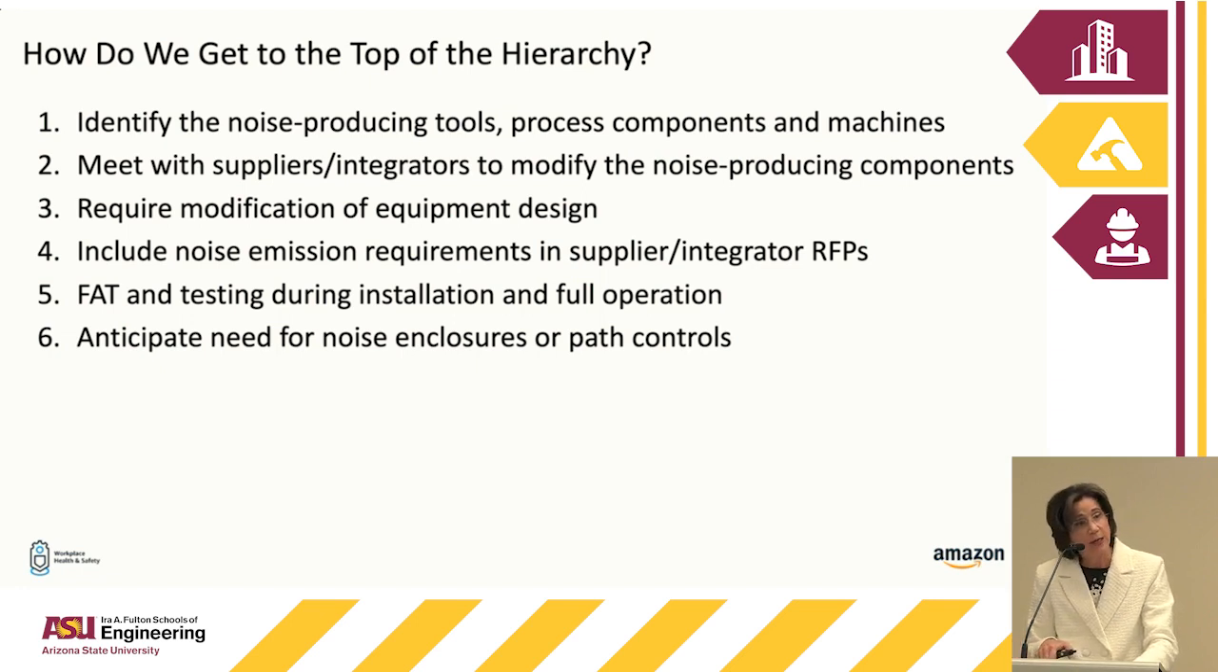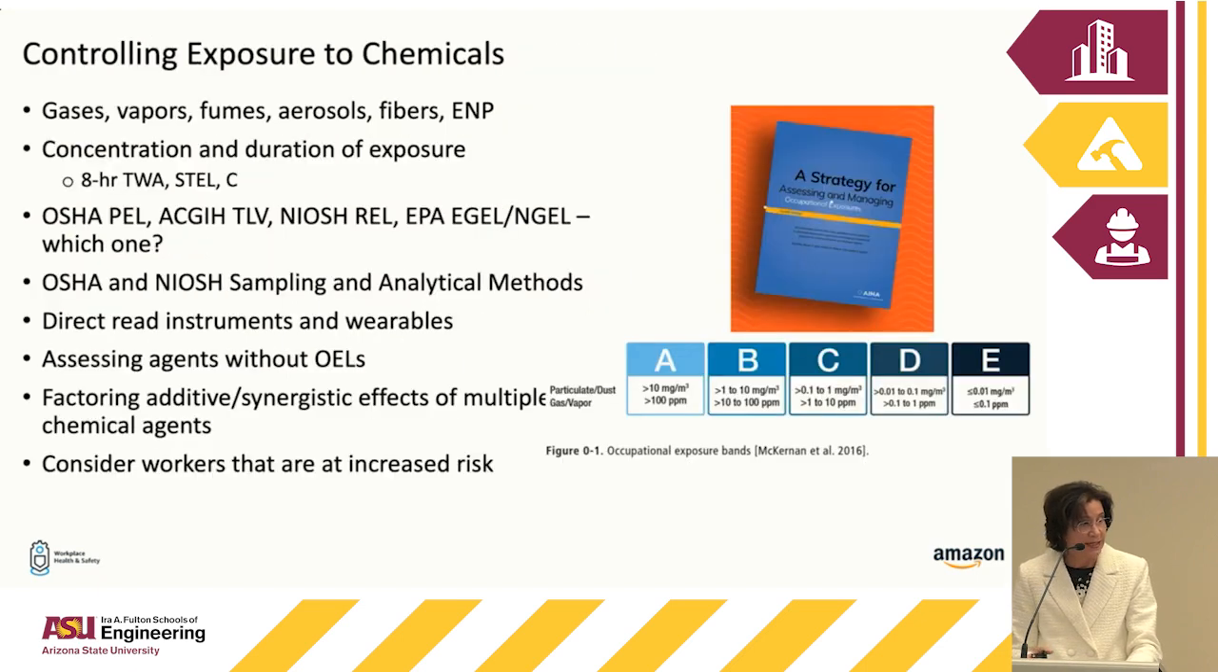And then we do have to agree that we're going to probably need path controls as well. We'll probably have to put up some kind of noise barriers and acoustical panels because of the way technology is, and we're just not there yet with regards to keeping things quiet. So noise was the easy part. This was the easy one to talk about. Let's now talk about chemicals.